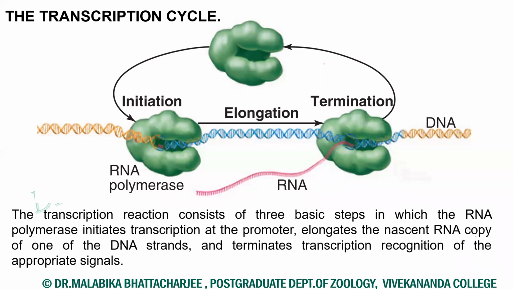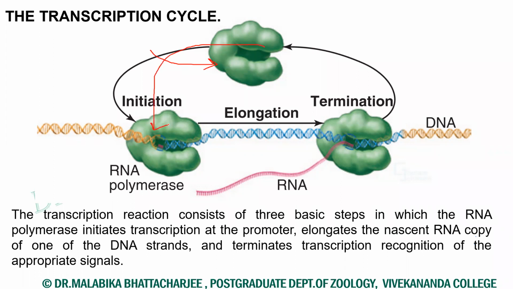It can now enter a fresh cycle of transcription once the sigma factor joins it again. Because if you remember, this is the core enzyme that is released. The core enzyme cannot recognize promoters. Once the core enzyme is released, it needs to be joined by the sigma factor to form the RNA polymerase holoenzyme, which can again recognize the same promoter.